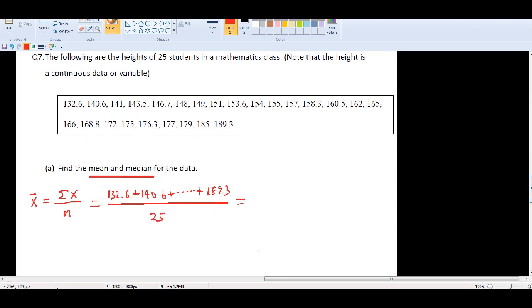You might try that by yourself to track the answer, but I've got one answer. I've got the answer like this one. So that's the answer I've got. Right, so that's the mean of the data.